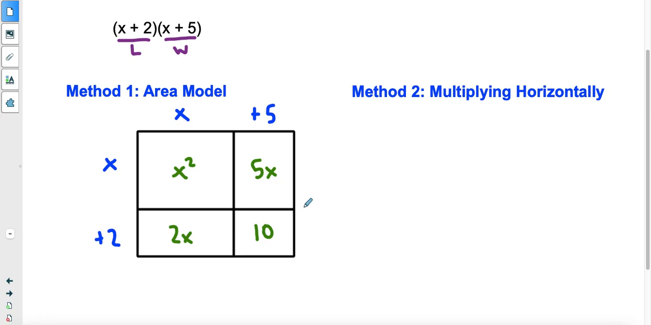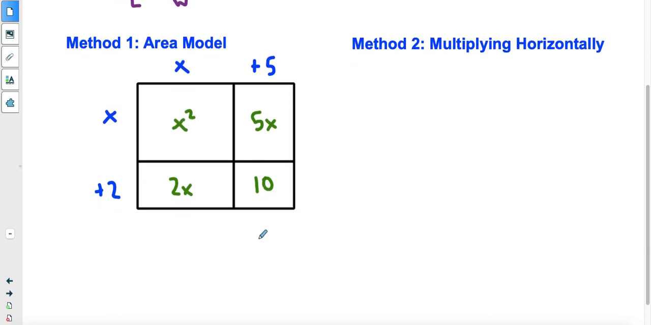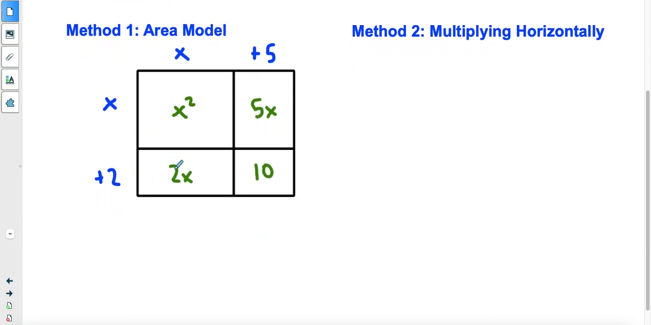To find the answer, all we're going to do is just add these all up. So let's go ahead and do that. So we're going to do x squared plus 5x plus 2x plus 10.